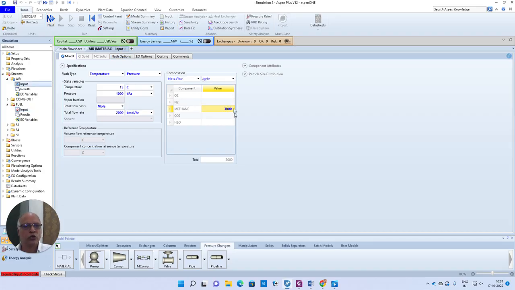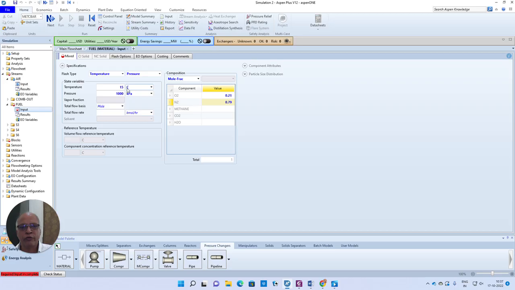This is 15, 2000. This is not 3000. We are defining air, so this is 0.21 mole fraction, 0.79. So we have taken care of the air. Next, we have to talk about the fuel.